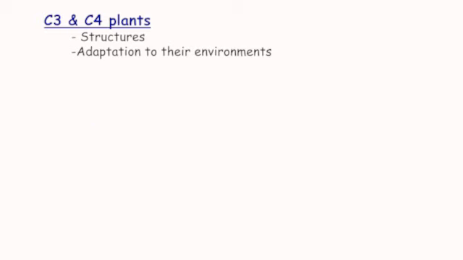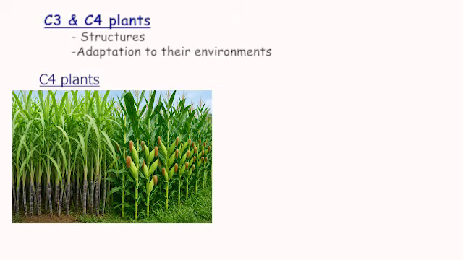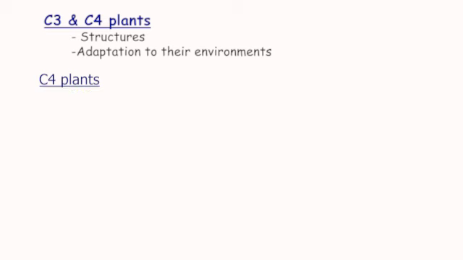That said, we can now move on to C4 plants, which include sugarcane and maize, which is also called corn in some regions. Now, C4 plants survive in hot and dry environments because they have evolved some adaptations which reduce water loss and also reduce the rate of photorespiration.